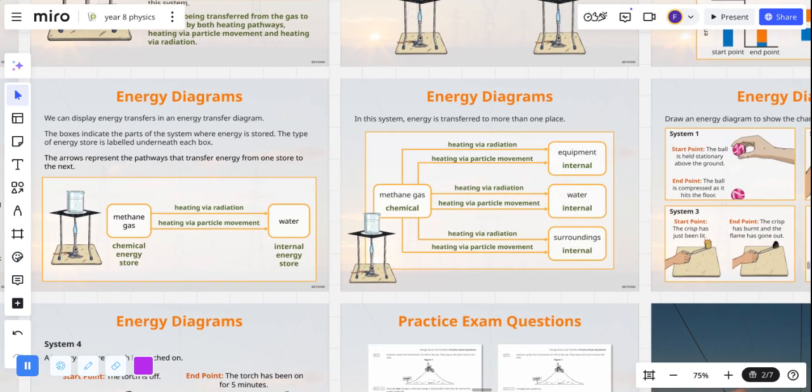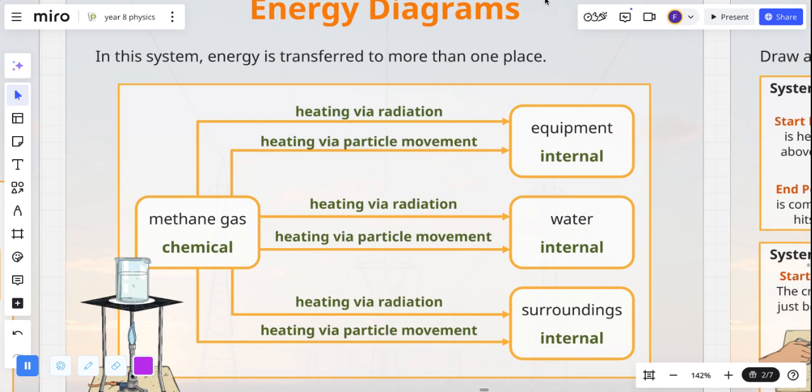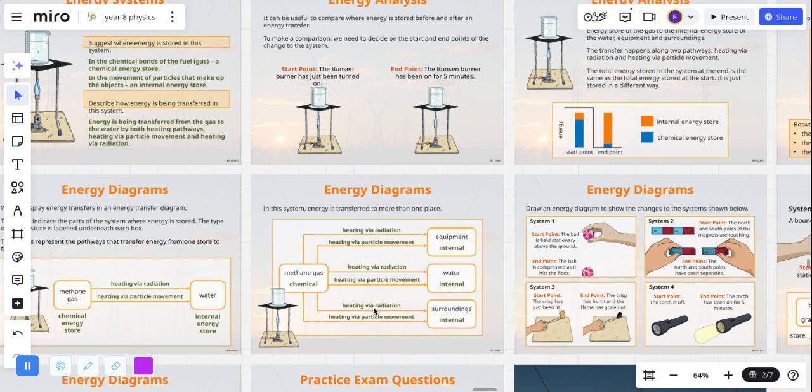We can get quite complex about it and say, well, hold on, you're not just heating the water up. Somebody else is joining. There we go. You're not just heating the water up, you're heating the gauze up, you're heating the tripod up, you're even heating the Bunsen burner up. Actually, it's not just the water, it's also the things around it. Like me, if I'm stood next to it, I can feel the heat.